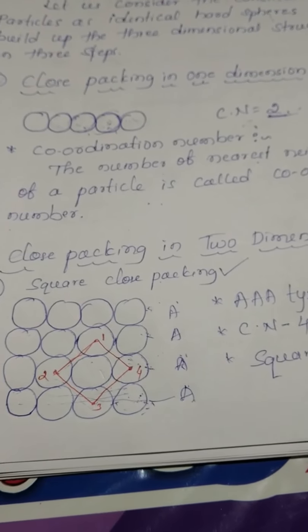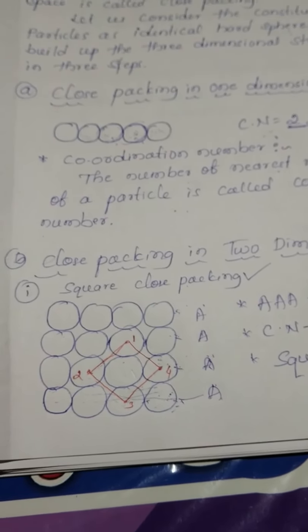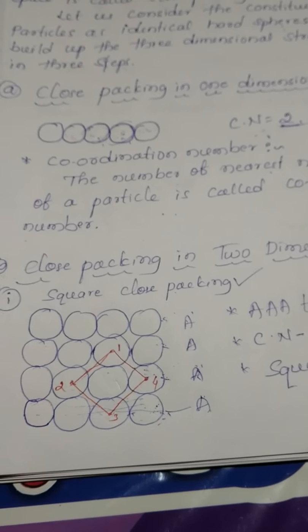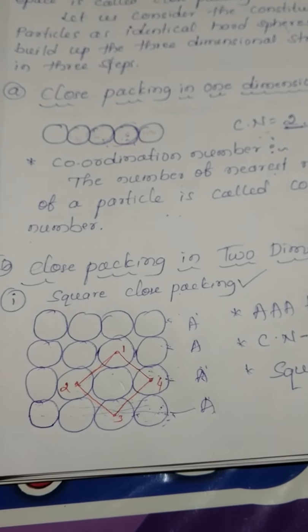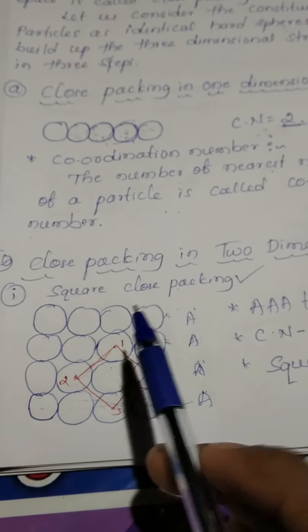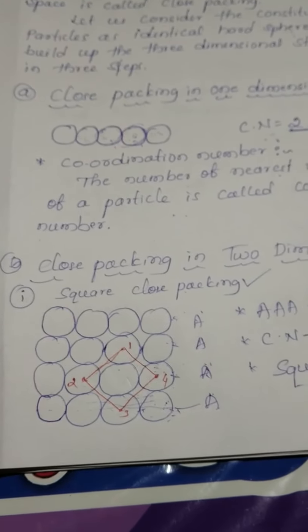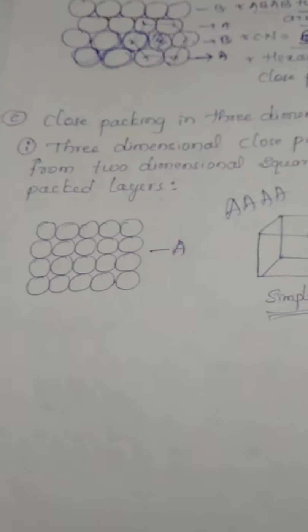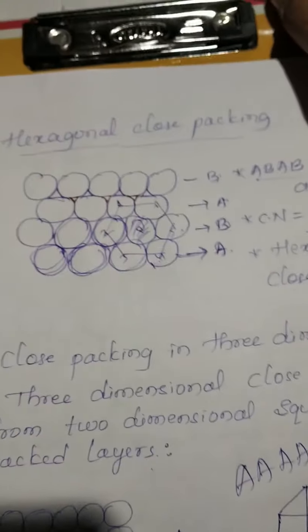This is one way of arranging the spheres in two dimensions, and there is another way. We can arrange the spheres in two dimensions in another way, called hexagonal close packing arrangement.